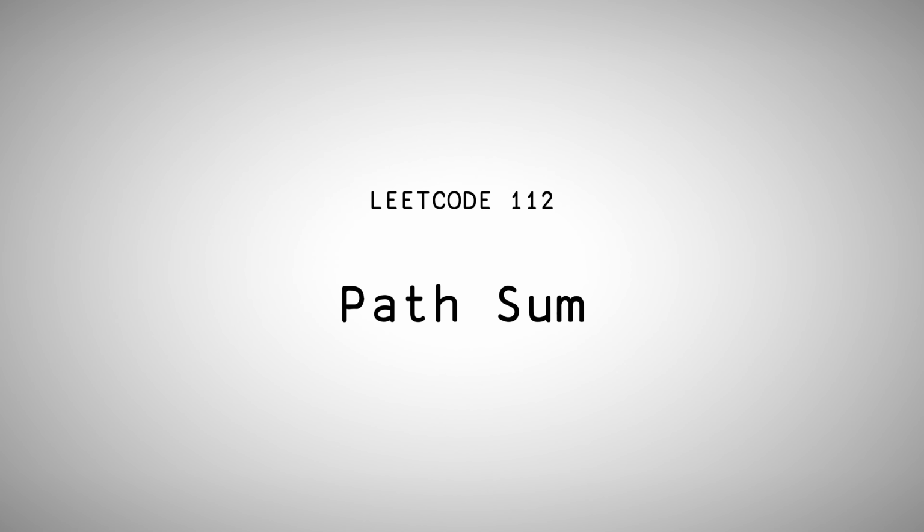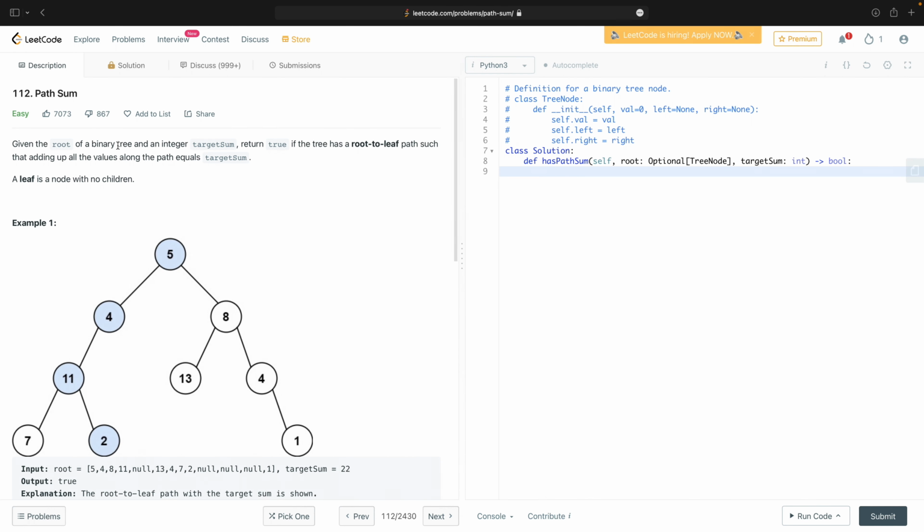Today we are doing the path sum problem. Given the root of a binary tree and an integer target sum, return true if the tree has a root to leaf path such that adding up all the values along the path equals target sum. A leaf is a node with no children.